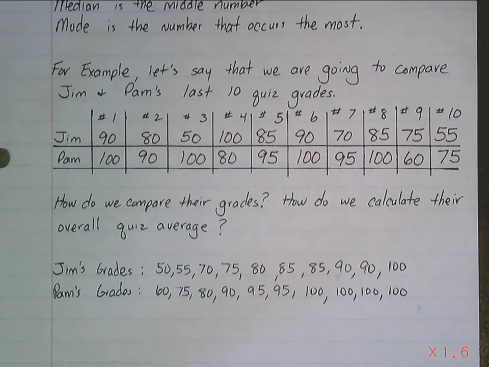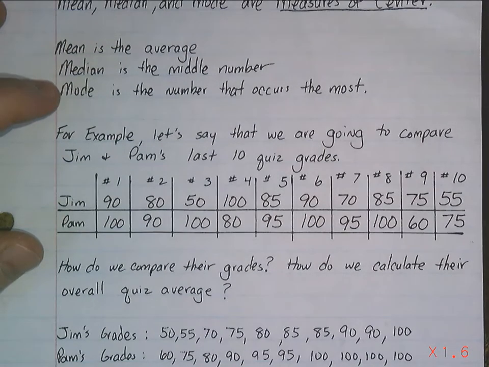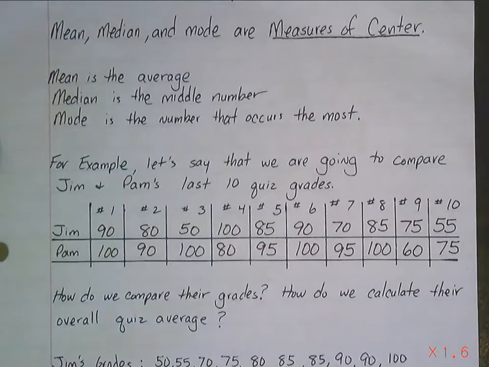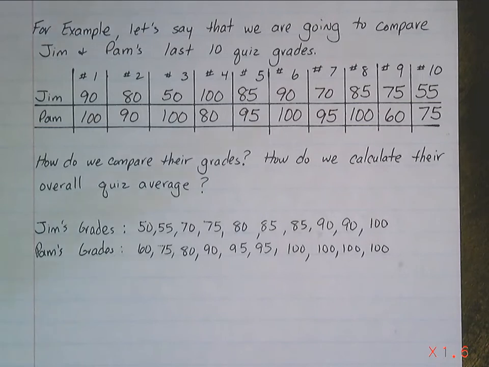But still, that's one way you can kind of compare by just looking at it like this. So let's go ahead and do the median, mode, and range first before we do the mean. The mean is a little bit harder to do. So the median is going to be your middle number.